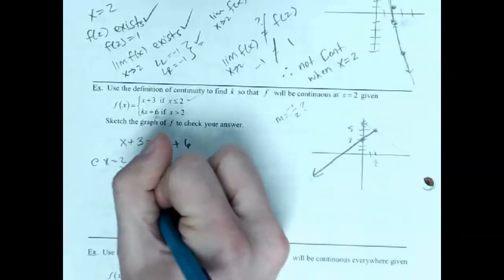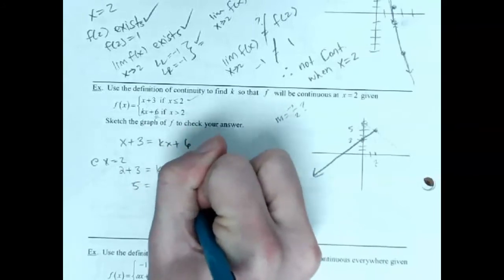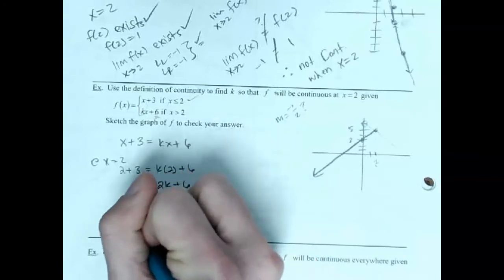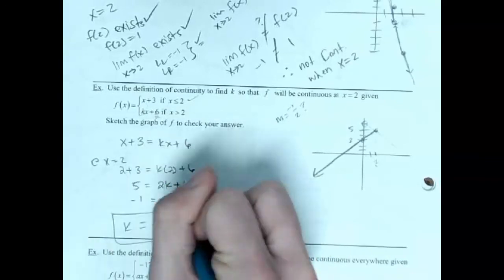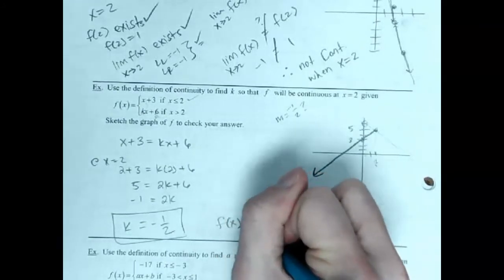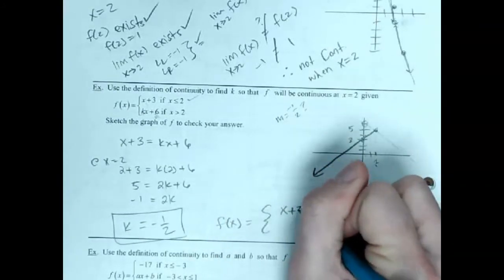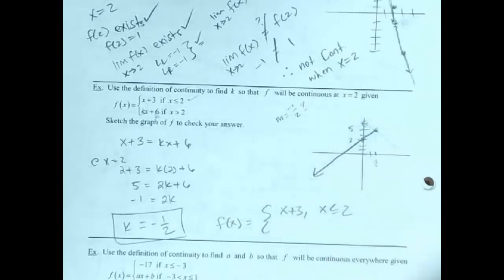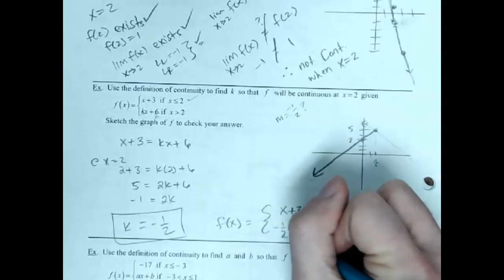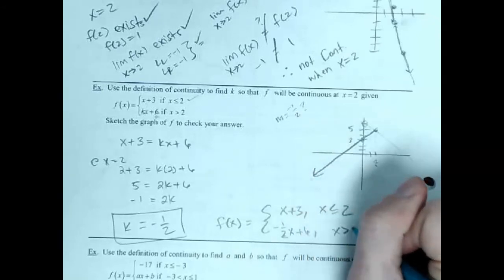2 plus 3 is 5. This is 2k plus 6. Subtract the 6 over. And then here I end up getting k equals negative 1/2. Okay, so let's go ahead and check it. If I plug that value in, you'd still have the x plus 3 for all the values less than or equal to 2, and then I would have your negative 1/2 x plus 6 for everything bigger than 2.